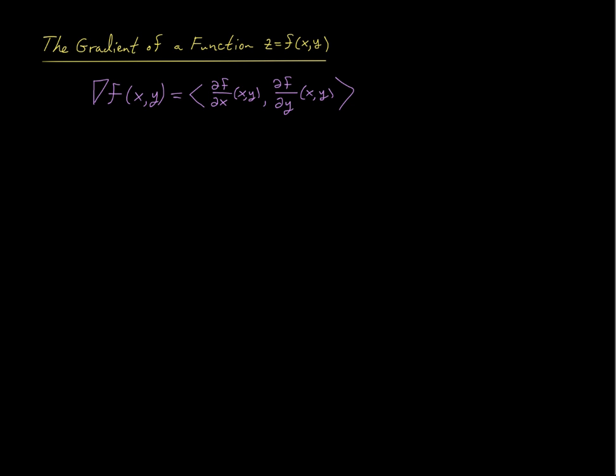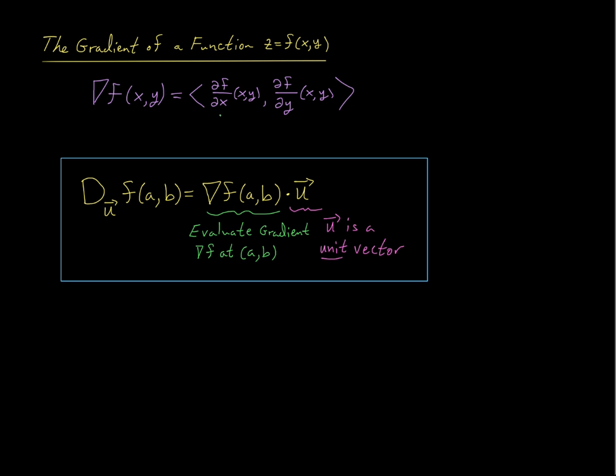So we're building this new vector whose components are the partial derivatives of our function f. And as we said on the last page, the key takeaway for right now is that the directional derivative can be computed as this dot product. We're going to simply find this gradient vector, evaluate it at the point, and then take its dot product with the unit vector that we want to move in. All right, well, we will see this in action in the next video.